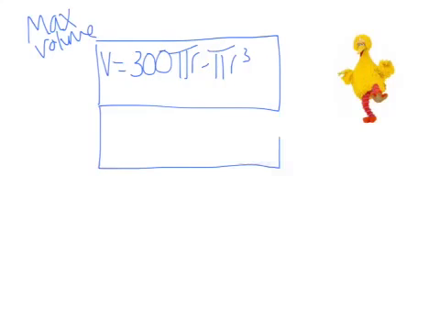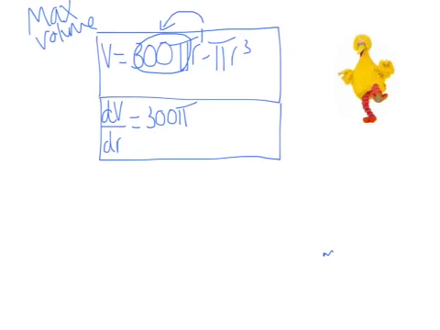So Stella's bird says the next thing we're going to do is dy by dx, except it's not dy by dx, it's dv by dr. So there's nothing different. Okay, let's differentiate this. r is to the 1 and 300 pi is just a number. So 1 times 300 pi gives me 300 pi. Okay, and differentiating this bit gives me 3 times pi, which is minus 3 pi r squared. You'll get used to doing those.